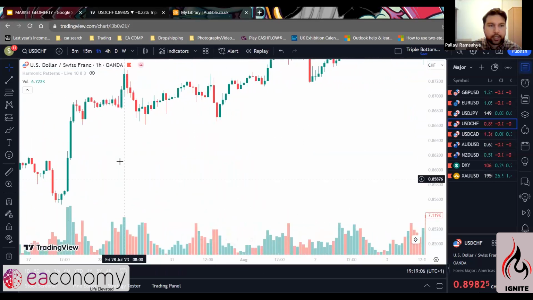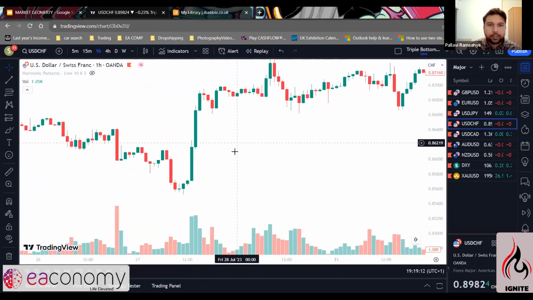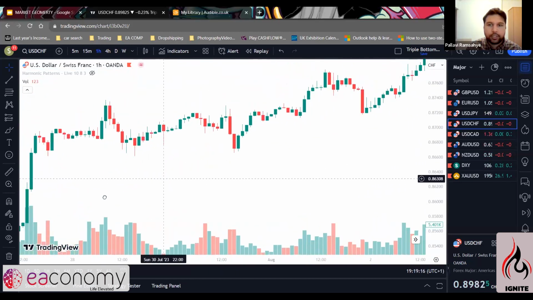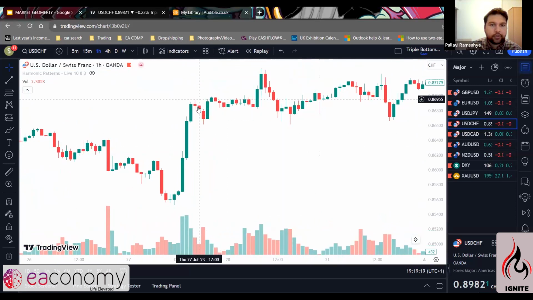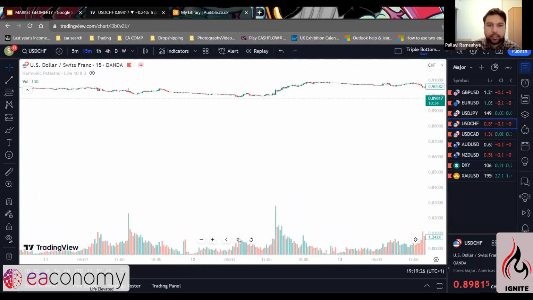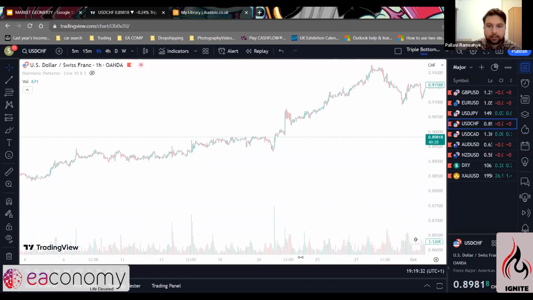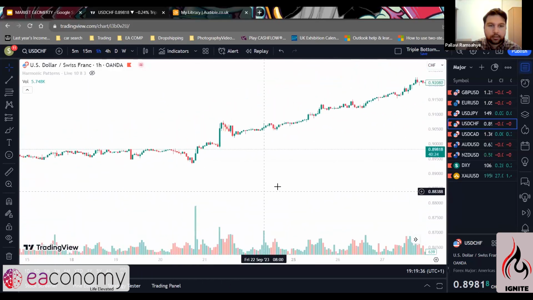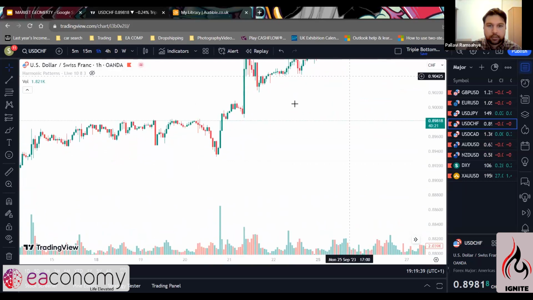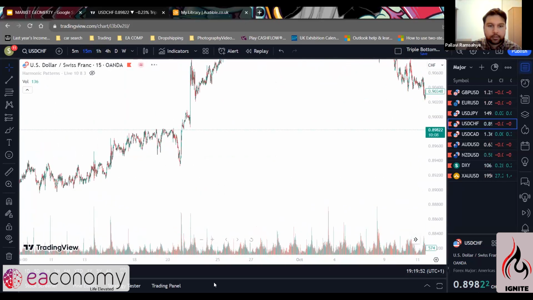This looks okay, this part here. So you've got your strong impulsive move to the upside, so we're looking for a bullish continuation. And you've got the small retracement here. If I drop it down to the 15 minutes, let's just go back to that. No, I've lost where I was. There it is.